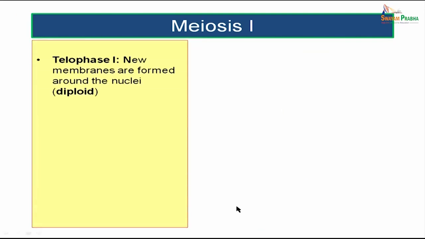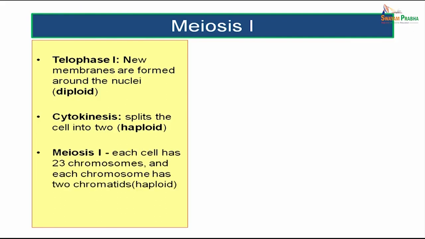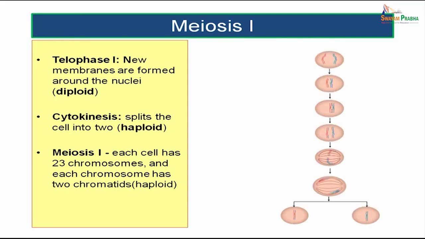And what is happening during telophase? In telophase, a new membrane is formed, that is, the nuclear membrane will be formed around the chromosomes. And cytokinesis is the process by which the cells are split up to form two haploid cells. So let's have a look. In meiosis 1, each cell, the byproduct of meiosis 1, will have 23 chromosomes, and each chromosome will have two chromatids. That means each chromosome will be paired with two sister chromatids, but the chromosome number will be haploid.